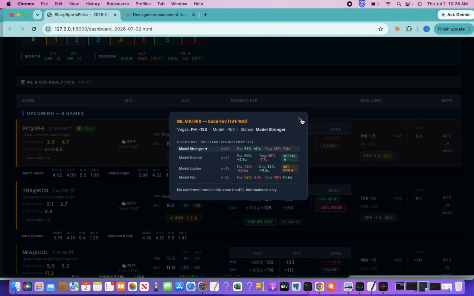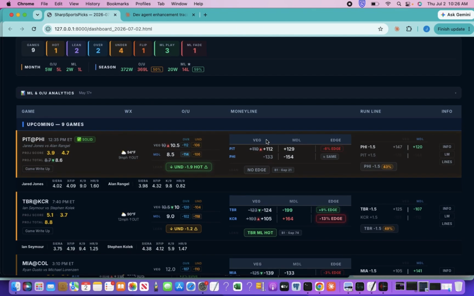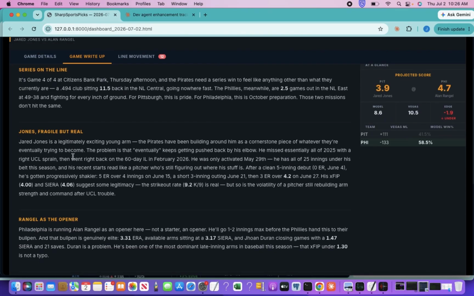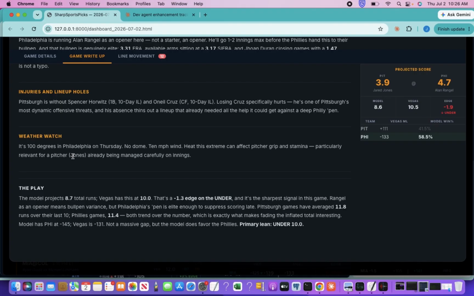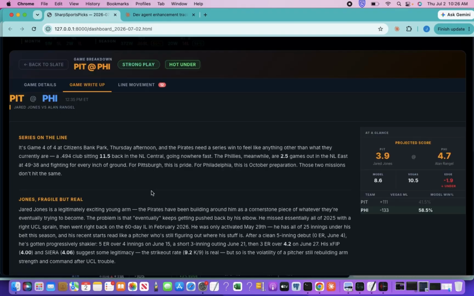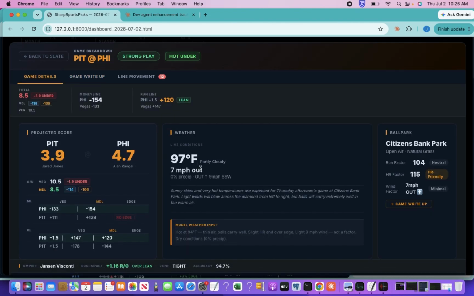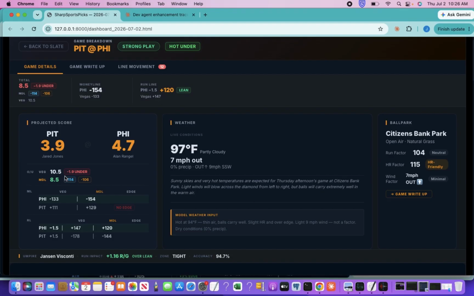But then what you can do is, I mean, this is cool, but the website's designed to actually do your own research. So you can go into it. We got a full game write-up, so you get all the information you need from the game. And it'll show the play, why we like the play. And then if you go into game details, everything you really need is right here.